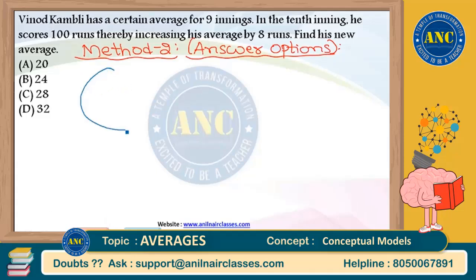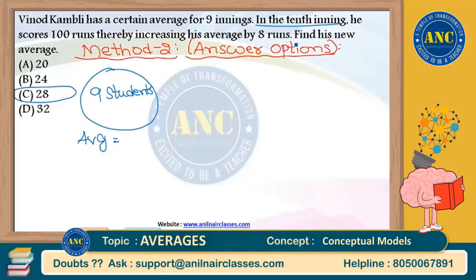Now see here, Vinod Kambli had a certain average for 9 innings. That means there are 9 students in the class. They have a certain average. I don't know what that initial average is. In the 10th innings, he scores 100 runs, thereby increasing his average by 8 runs. Now, I know that for this question 28 is the correct answer, so I am directly taking that option for your explanation purpose.